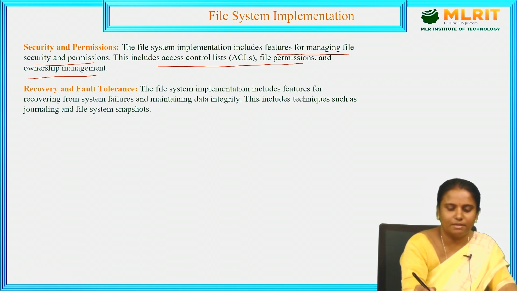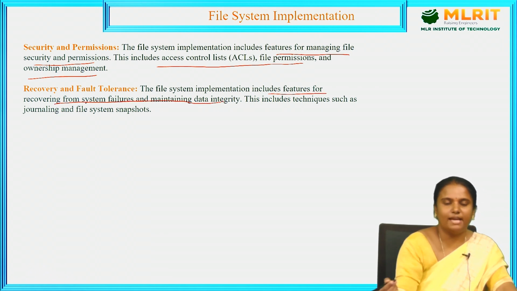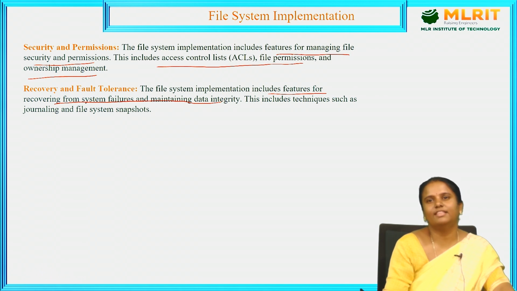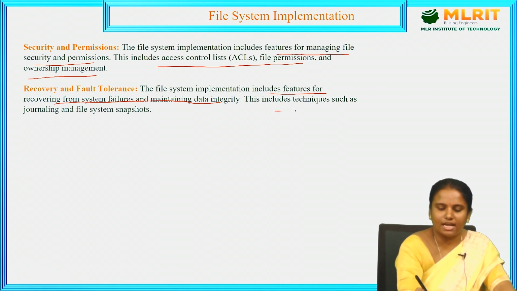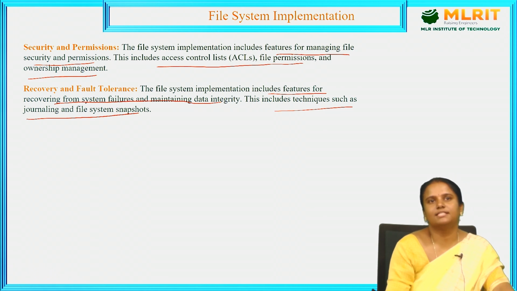Next, recovery and fault tolerance. The file system implementation includes features for recovering from failures and maintaining the data integrity. So whenever the system fails and the data is lost, how are we going to retrieve it, or when any fault occurs. In that case you may share those files with others, or the data can be stored in the backend on other systems. This includes techniques such as journaling and file system snapshots. So journaling and file system snapshots are the techniques for recovery and fault tolerance.